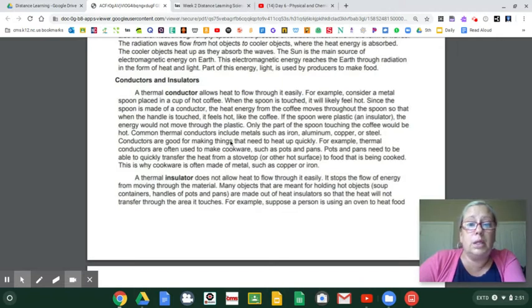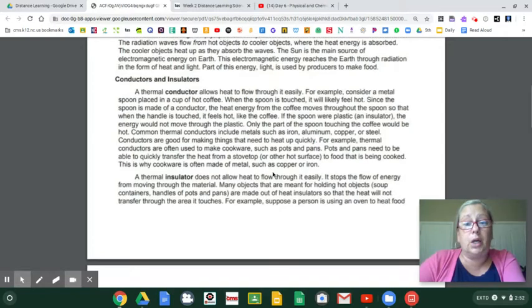Common thermal conductors include metal. Metals are spreaders, which are conductors, such as iron, aluminum, copper, or steel. Conductors are good for making things that need to heat up quickly. For example, thermal conductors are often used to make cookware, such as pots and pans. Pots and pans need to be able to quickly transfer the heat from a stovetop or other hot surface to foods that are being cooked. This is why cookware is often made of metal, such as copper or iron.